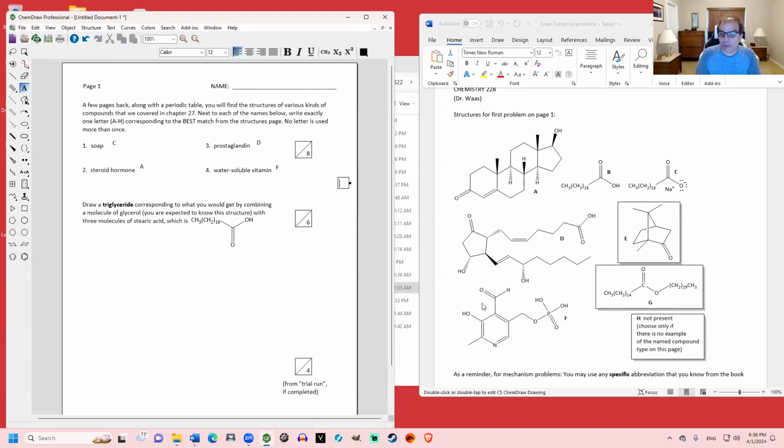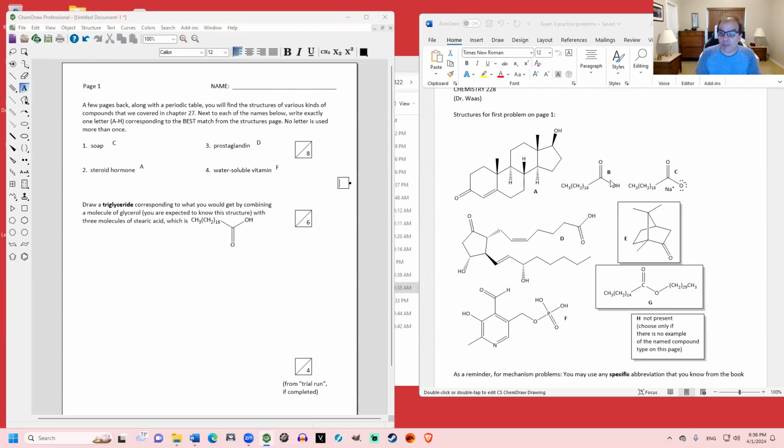So that's what makes it water soluble. It's quite polar and has several functional groups that can hydrogen bond with water. And to identify a soap, it's going to be a molecule that's a long chain fatty acid, so a long chain carboxylic acid that is the conjugate base of the carboxylic acid. So instead of OH, it's O minus.